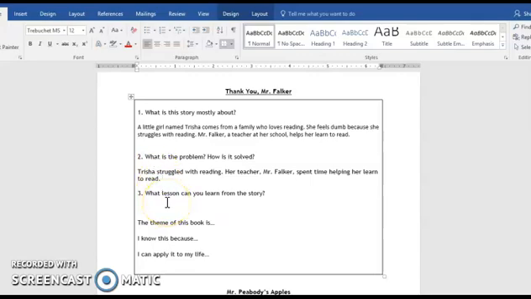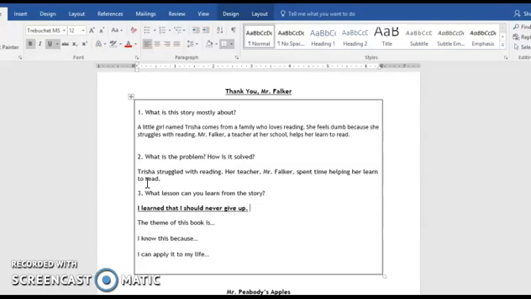Number 3, what lesson can you learn from the story? So thinking about this story and everything that happened, I know that there was a girl named Trisha. She had a problem or she faced a difficult task, and she didn't give up. She tried and she tried and she tried, and with the help of her teacher, she was able to overcome her problem. So the lesson that I learned from the story is that I should never give up. That's what I learned from the story.